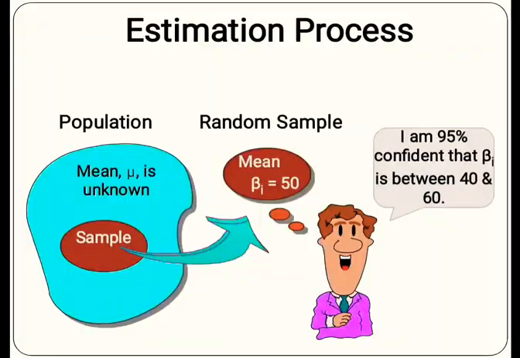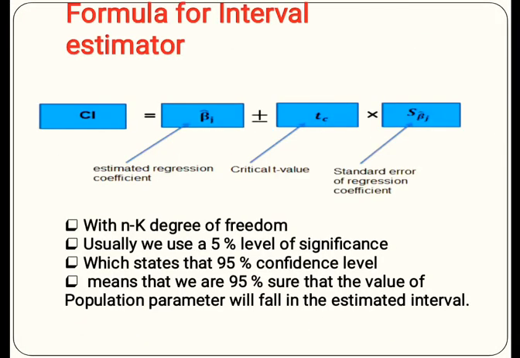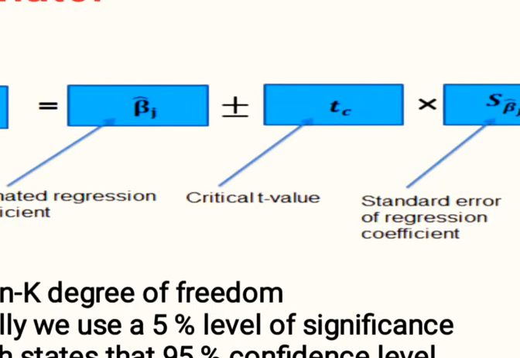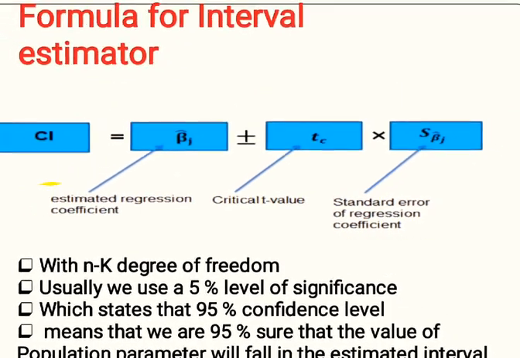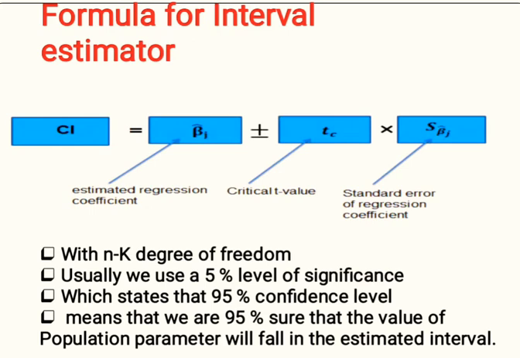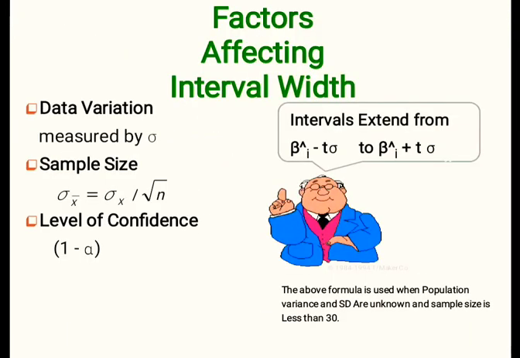As you see previously in the formula of the confidence interval, we use the standard error of beta 1, and the standard error of beta 1 is the square root of the variance of beta 1, and the variance of beta 1 we calculate through the population variance as well. So higher variance generates a higher standard error of the coefficient and will generate a large confidence interval. The second one is sample size.